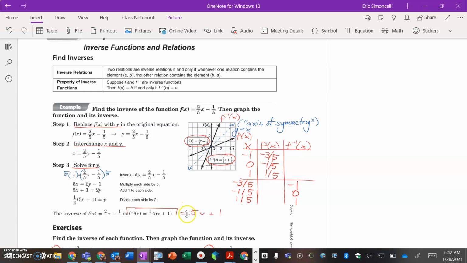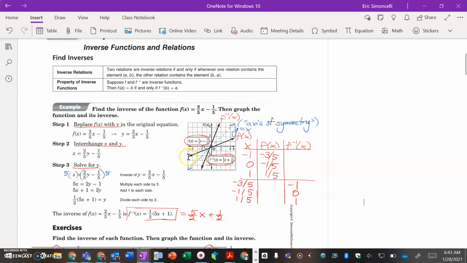Or if you distribute, y equals, or f inverse of x equals 1/2 times 5, which is 5/2 x. They actually left it as such. I wrote it here simplified. And then 1/2 times 1, which again they wrote here as a half. So y equals, or f inverse of x equals 5/2 x plus 1/2.